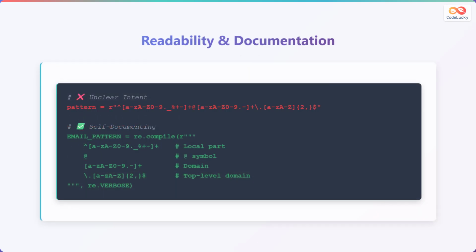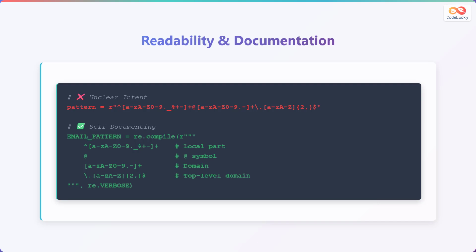Now let's consider readability and documentation. In the code block, the unclear intent is illustrated by the regex: a through z, 0 through 9, _%+-, close square bracket, plus, symbol at the rate symbol, a through z, 0 through 9, hyphen, plus, symbol backslash, a through z, curly braces 2, $. It's a complex pattern without any explanation, making it difficult to understand its purpose.